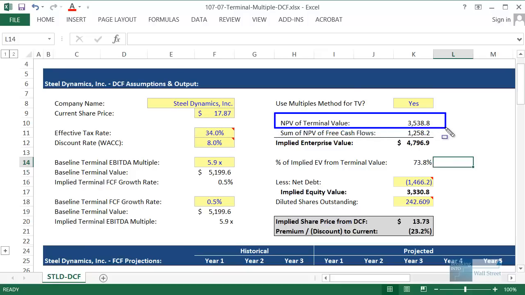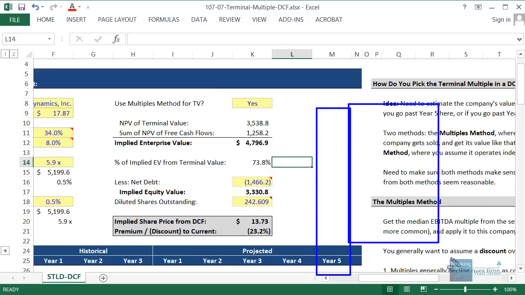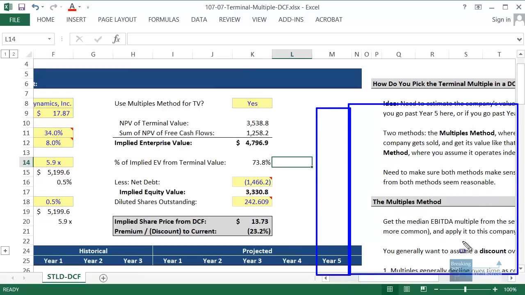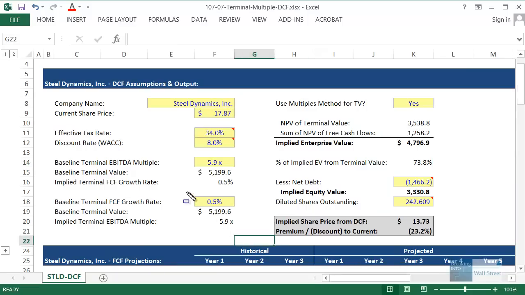The terminal value just represents the value of the company out beyond year 5. So going into year 6, year 7, year 8, year 9, and so on and so forth, what is the company's value going out into all those years? And there are a couple of different ways to do it. You could assume a long-term growth rate and then match it up with a discount rate and calculate it based on that, and then take the net present value of it.